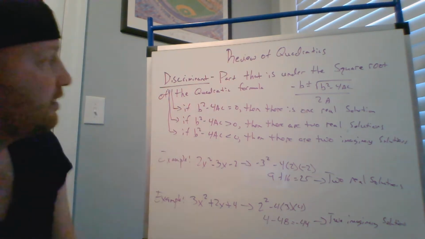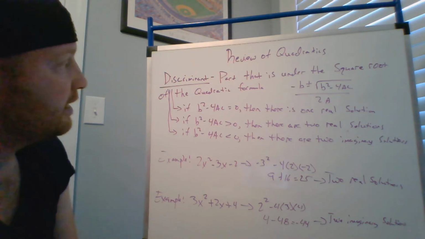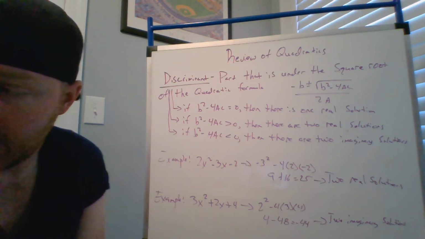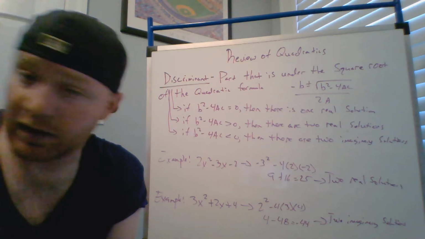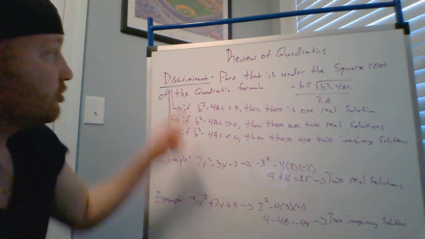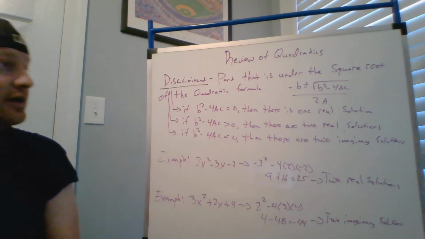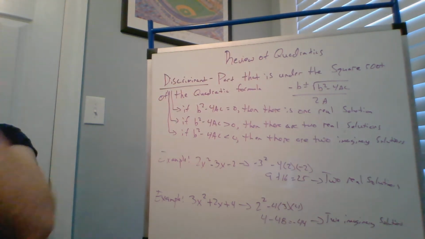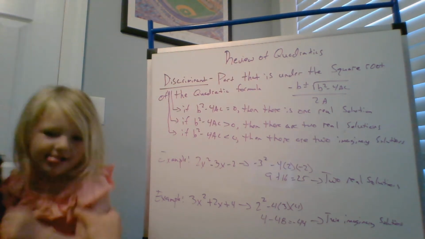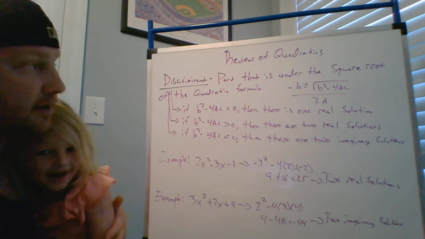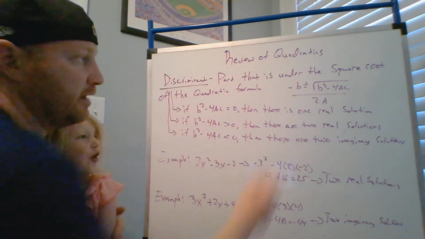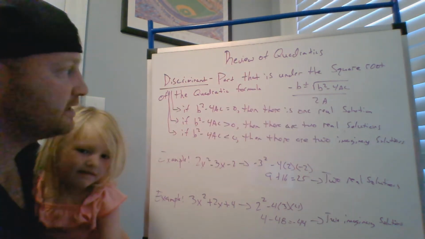First things first, you have not heard this word yet, but you've been working with it in the past. It's called discriminant, and that'll be asked of you in some of your work. The discriminant is the part that is underneath the square root of the quadratic formula. So all we care about for the discriminant is this part right here, b squared minus 4ac.